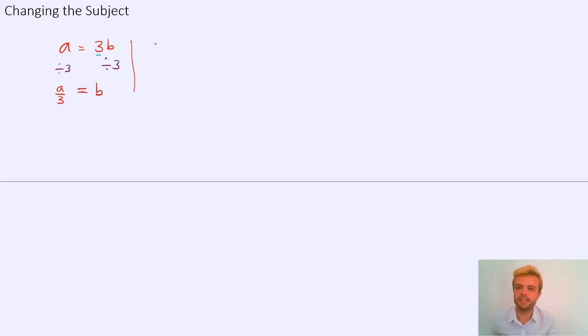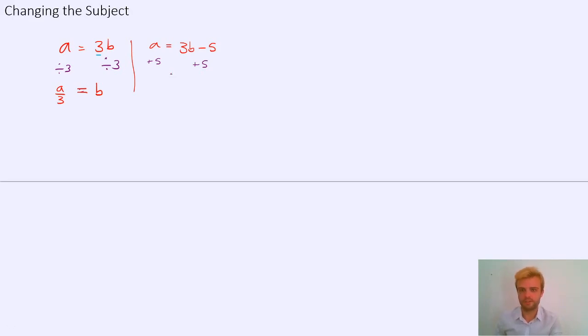Well, if we add a little more to that, if we say we've got a equals 3b take away 5, well, this time there's a couple of different things to move around to get b by itself, but I'm going to start by plussing on 5. The reason I'm starting by plussing on 5 instead of dividing by 3 is because if I divide by 3, I'd have to divide a by 3 and 3b by 3 and divide the minus 5 by 3, and it just gets messy. So it's nicer to sort out the plussing and minusing first where we can.